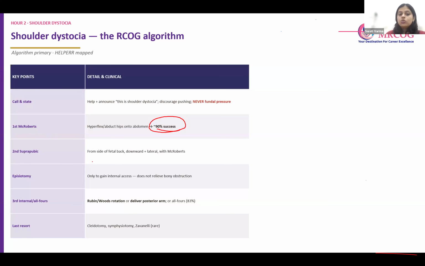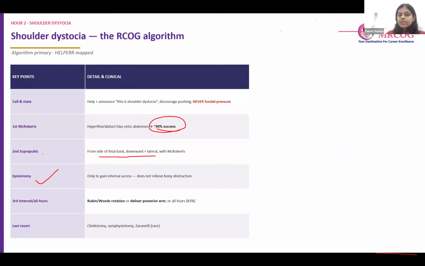Second, what you will do, suprapubic pressure. Standing on the side, you will apply from side of fetal back, downward and lateral with gentle axial traction, along with McRoberts. Up till now, most of the women will deliver. Suppose if shoulder dystocia isn't relieved yet, then is the time you will start thinking about internal maneuvers. And for that, you have to give episiotomy.